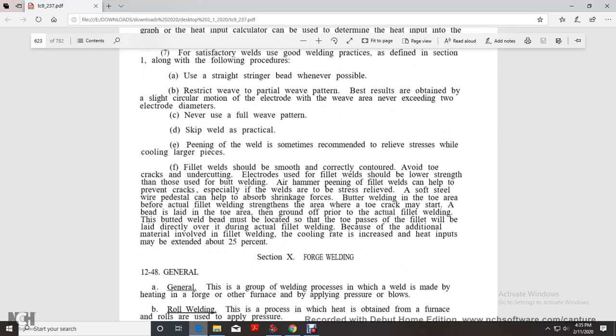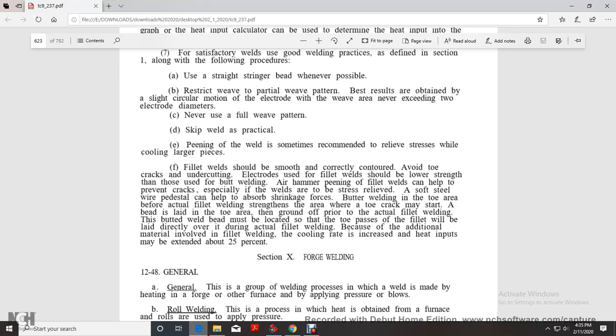Your fillet weld should be smooth with a controlled contour. Avoid toe cracks and undercutting. Fillet welds have lower strength than butt welds. Air hammer peening of fillet welds can help to prevent cracks, especially on the weld before stress relief. A soft steel weld wire pedestal can help absorb shrinkage forces. Butter welding in the toe area before the actual fillet welding strengthens the area where the toe crack may start. A bead is laid at the toe area, ground off, and then welded prior to the actual fillet welding.